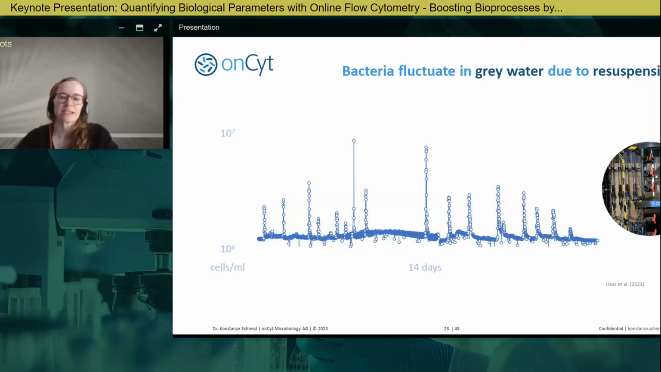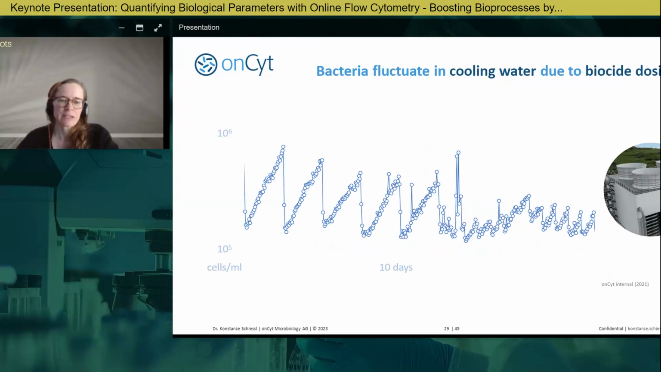Here's another type of water system where we have suddenly very high peaks in an otherwise quite stable environment. This is an example from water reuse, so gray water reuse, which means reusing water from washing machines or sinks. And yeah, there's also logic to this process. Here we have again the cooling water example I showed at the very beginning, where you see these sharp drops and then increases, and these drops are due to the addition of biocide.